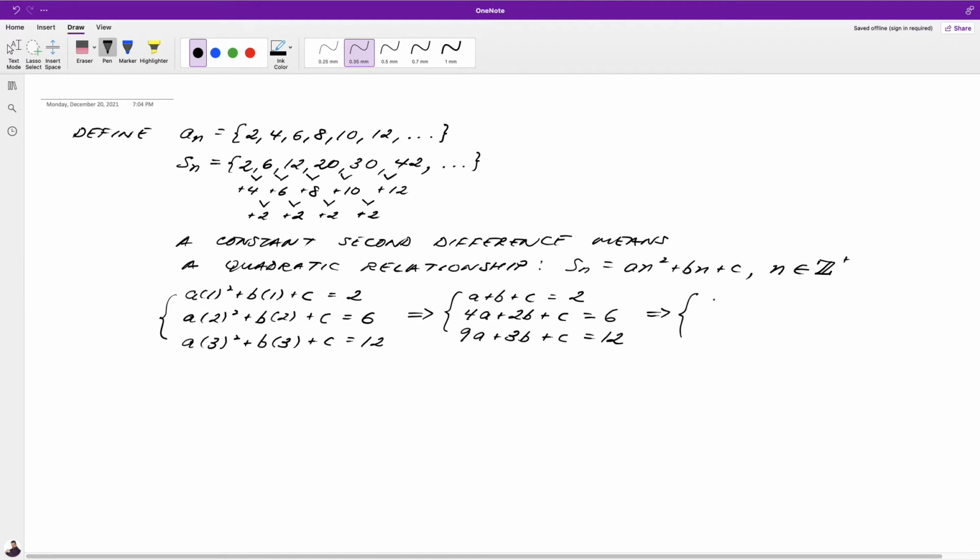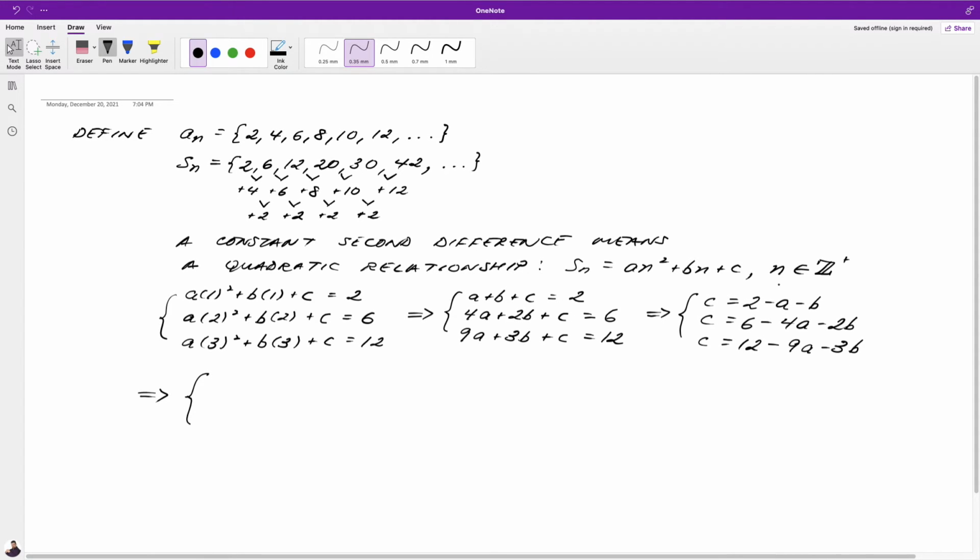So let's subtract a and b from both sides. I'm going to have c equals 2 minus a minus b. Here I'm going to have c equals 6 minus 4a minus 2b. Here I'm going to have c equals 12 minus 9a minus 3b. And now I can set c equal to itself. I'll set the first equation equal to the second, and the second equal to the third, and reduce a 3 system to a 2 system, making our lives a lot easier here.